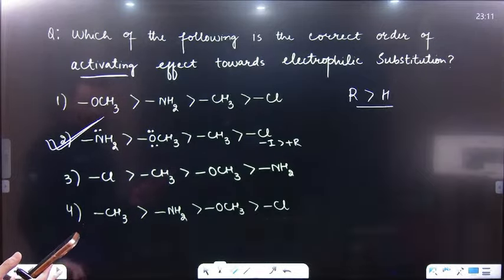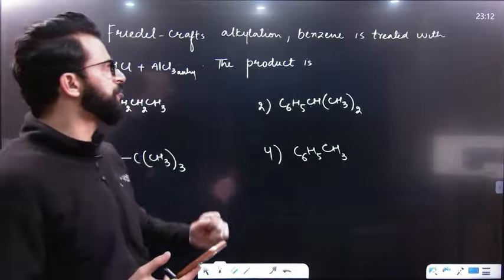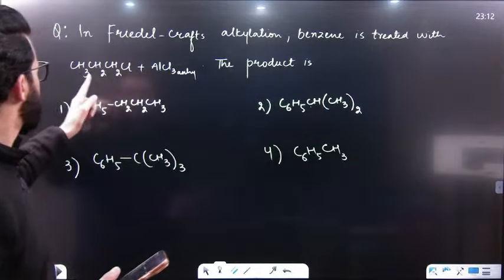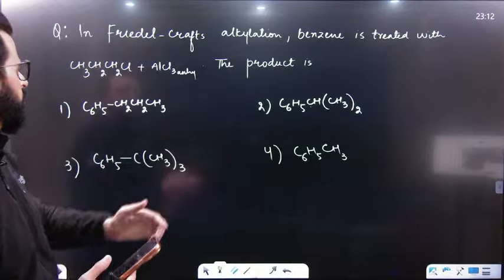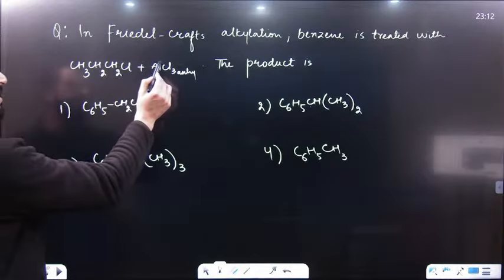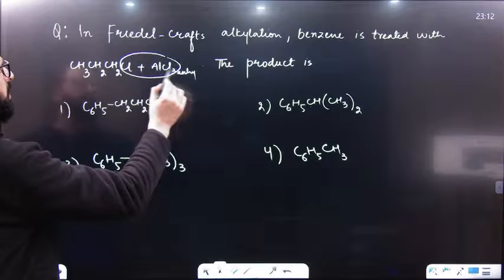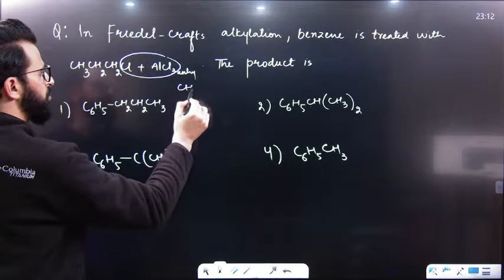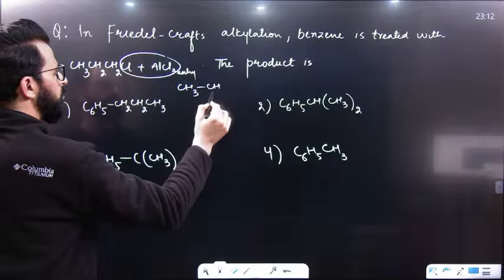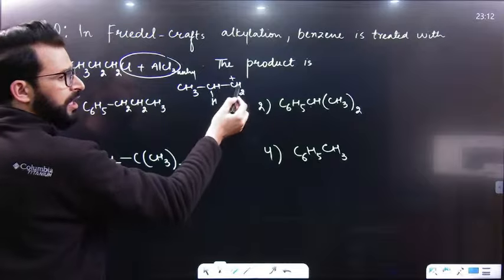Now, after that, in Friedel-Crafts alkylation, benzene is treated with CH3CH2CH2Cl. Now let me know, this is Friedel-Crafts alkylation. What will happen? This will react with AlCl3 and leave as Cl, AlCl4 minus. Then we will get CH3CH2CH2 positive. Now this is the carbocation.